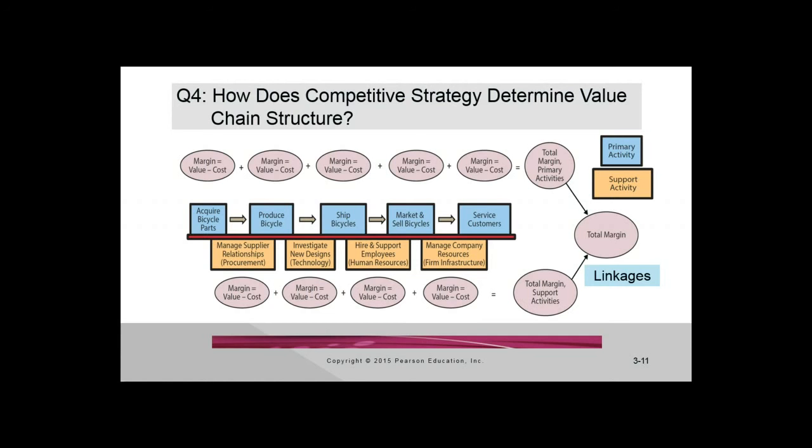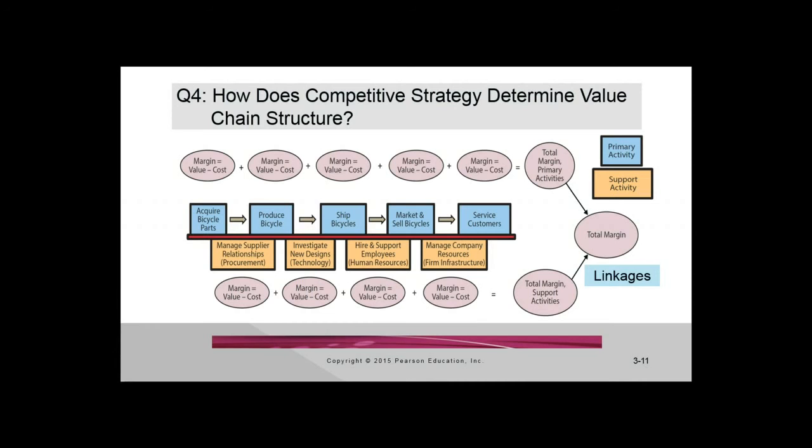Maybe not producing the bicycles or marketing the bicycles, but some kind of firm infrastructure, some kind of management, making decisions, staffing. We need human resources. The whole human resource department is kind of like procurement for humans, right? And training and all those kind of things. So a human resources department would be that.